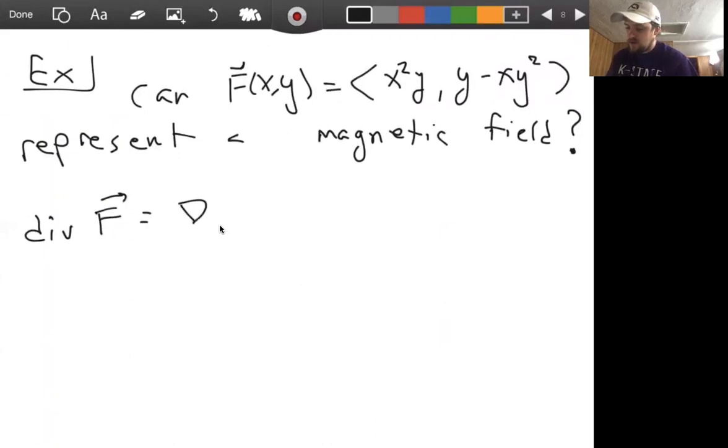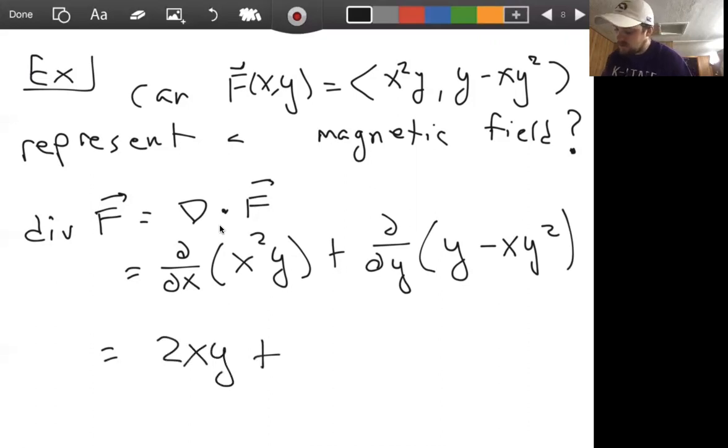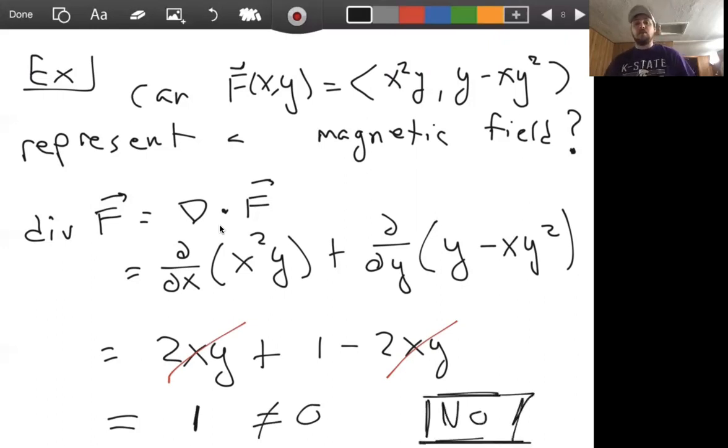This is, again, gradient dot f, which is partial derivative with respect to x of the first component plus the partial derivative with respect to y of the second component. Calculating these partial derivatives, we're going to get 2xy plus, and then partial derivative with respect to y is going to be 1 minus 2xy. You can see we get cancellation here and here, but what we're left with is 1. This is clearly never 0, so the answer is no. This given vector field cannot represent a magnetic field because it does not have net zero divergence.